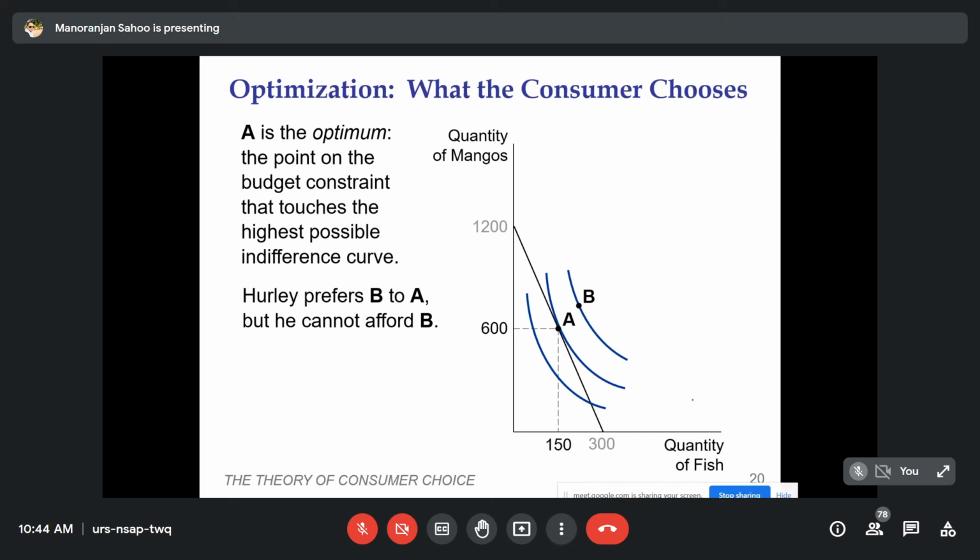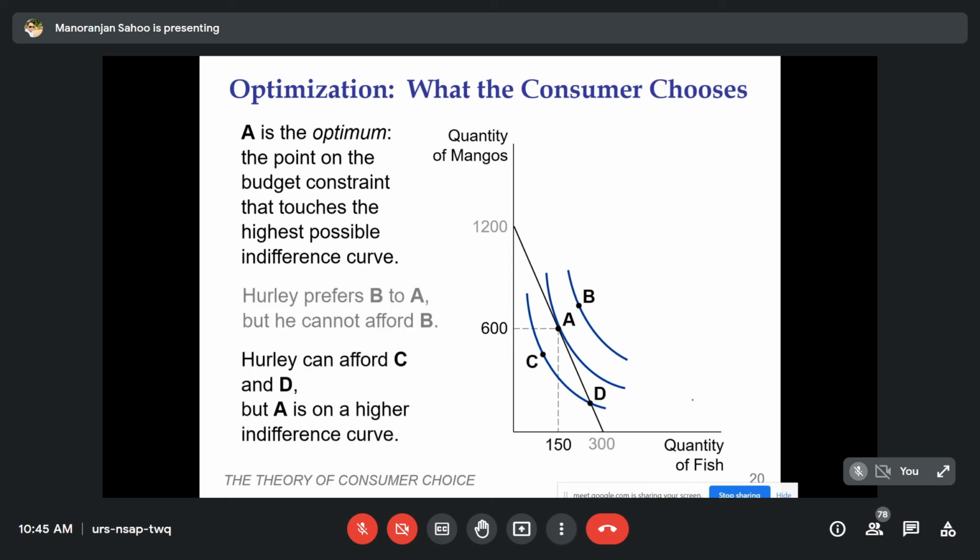Point B will be the equilibrium, although whether point B is affordable. No, this is not affordable because it is above the budget. So although this combination is explaining a higher level of happiness, this is not affordable because this is higher than the budget.